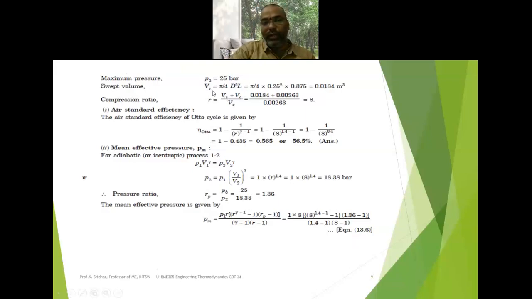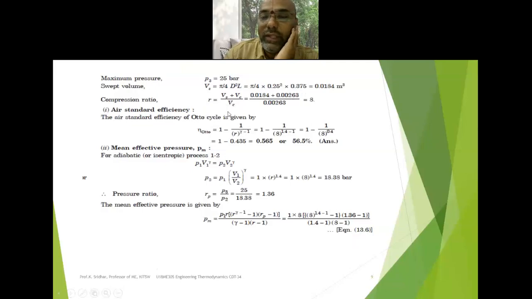The swept volume is always the cross-sectional area into length. The cross-sectional area is pi by 4 d square, into length. We know the bore, 0.25 meters squared, and the length of the stroke 0.375. So the swept volume we can find as 0.0184 meter cube.